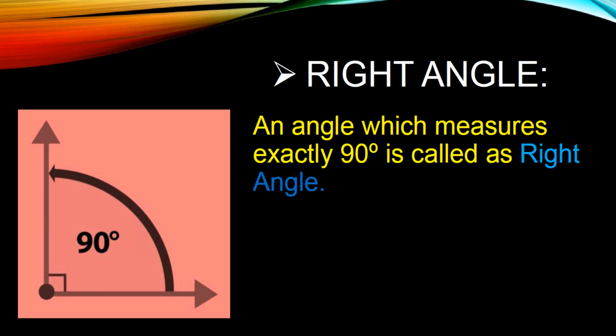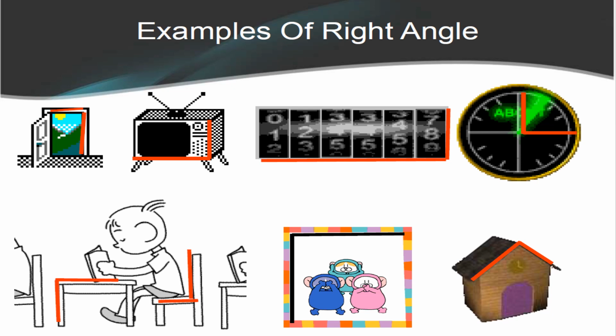Okay, my dear children? Right. See these examples, my dear children, for right angle. These are examples of a right angle. See here, this is a right angle. Here, the angle formed is also a right angle. Here, the edges form a right angle.